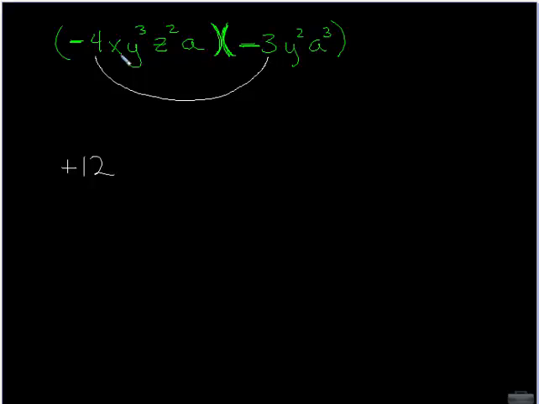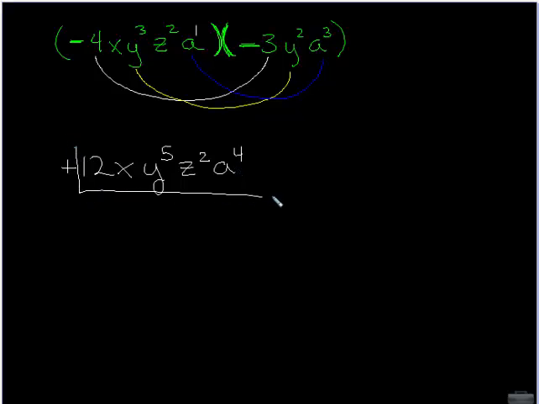X has no matching term, so I just bring that down. Y to the third times y squared, I have 3 plus 2, that gives me y to the fifth. Z has nothing matching with it, so I just bring that down, z squared. And then I have a and a to the third, so I have 1 plus 3, which gives me a to the fourth. So my answer is 12xy to the fifth, z squared, a to the fourth.